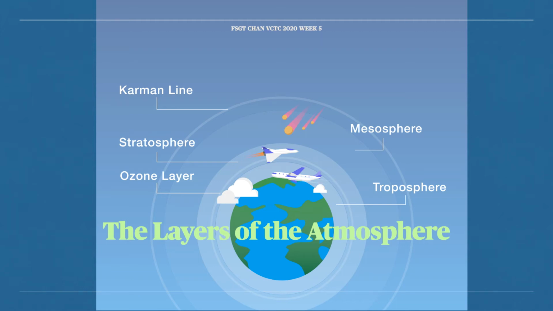I'll be teaching you my last lesson for this virtual cadet training center: the layers of the atmosphere. This is a meteorology lesson, and we'll be going over basically the 5 layers of the atmosphere.